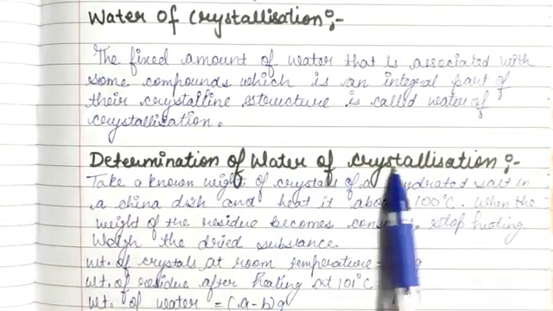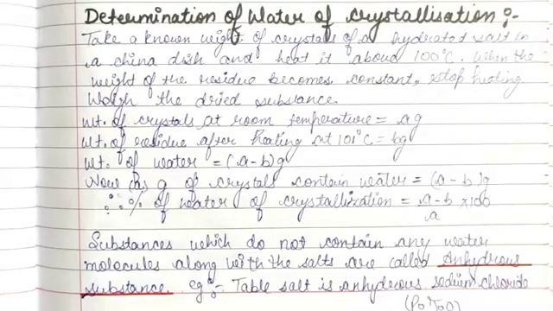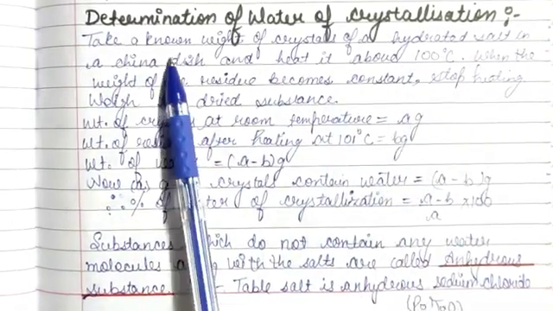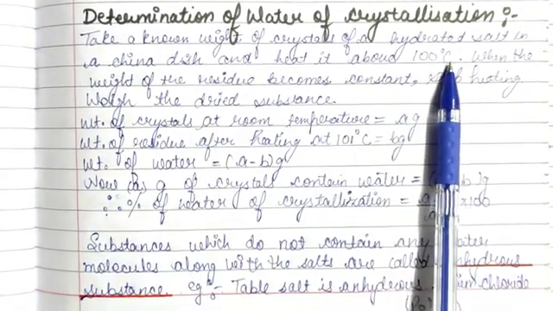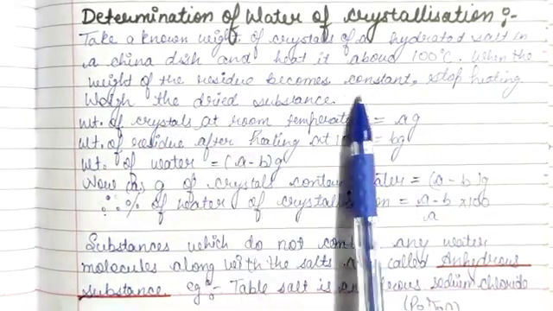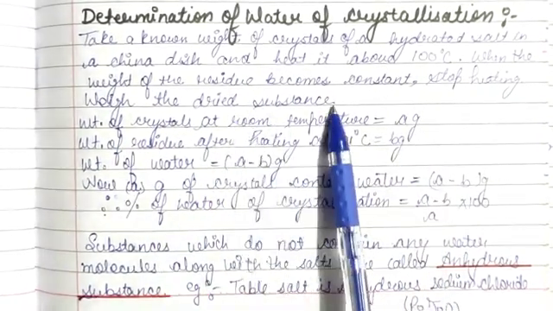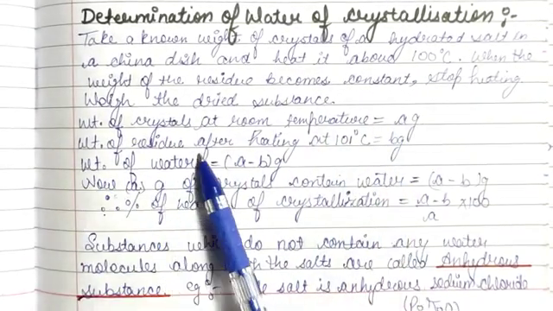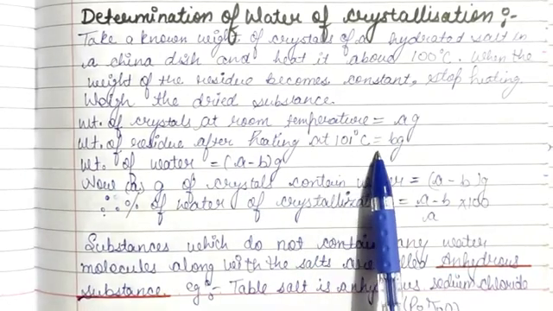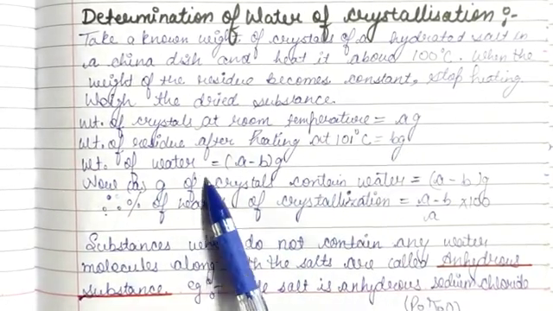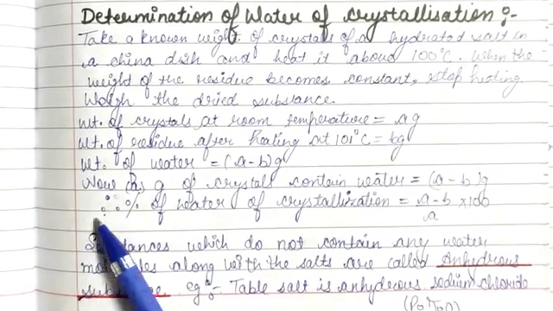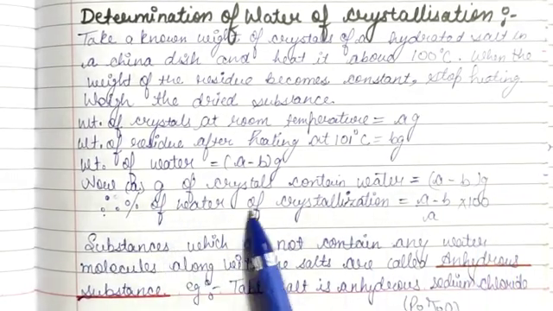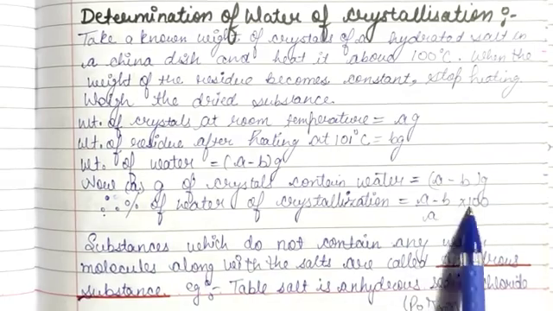Next is determination of water of crystallization. Students, if we take a known weight of crystals of a hydrated salt in a china dish and heat it above 100 degrees Celsius, when the weight of the residue becomes constant, stop heating. The weight of crystals at room temperature, we will take as A gram. Weight of residue after heating at 101 degrees Celsius, we will take as B gram. Weight of water is A minus B gram. So A gram of crystals contain water, that is A minus B gram. Therefore, percentage of water of crystallization is equal to (A minus B) by A into 100.